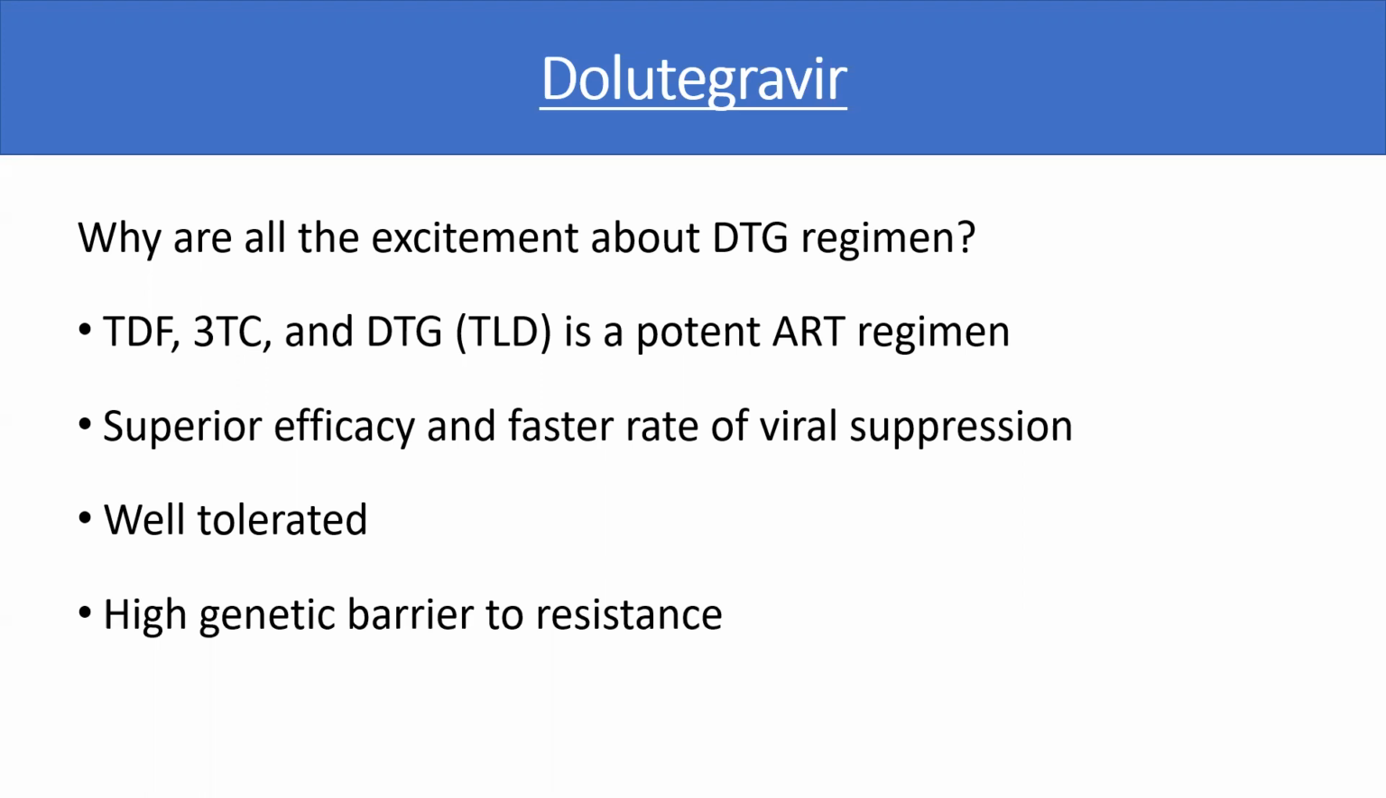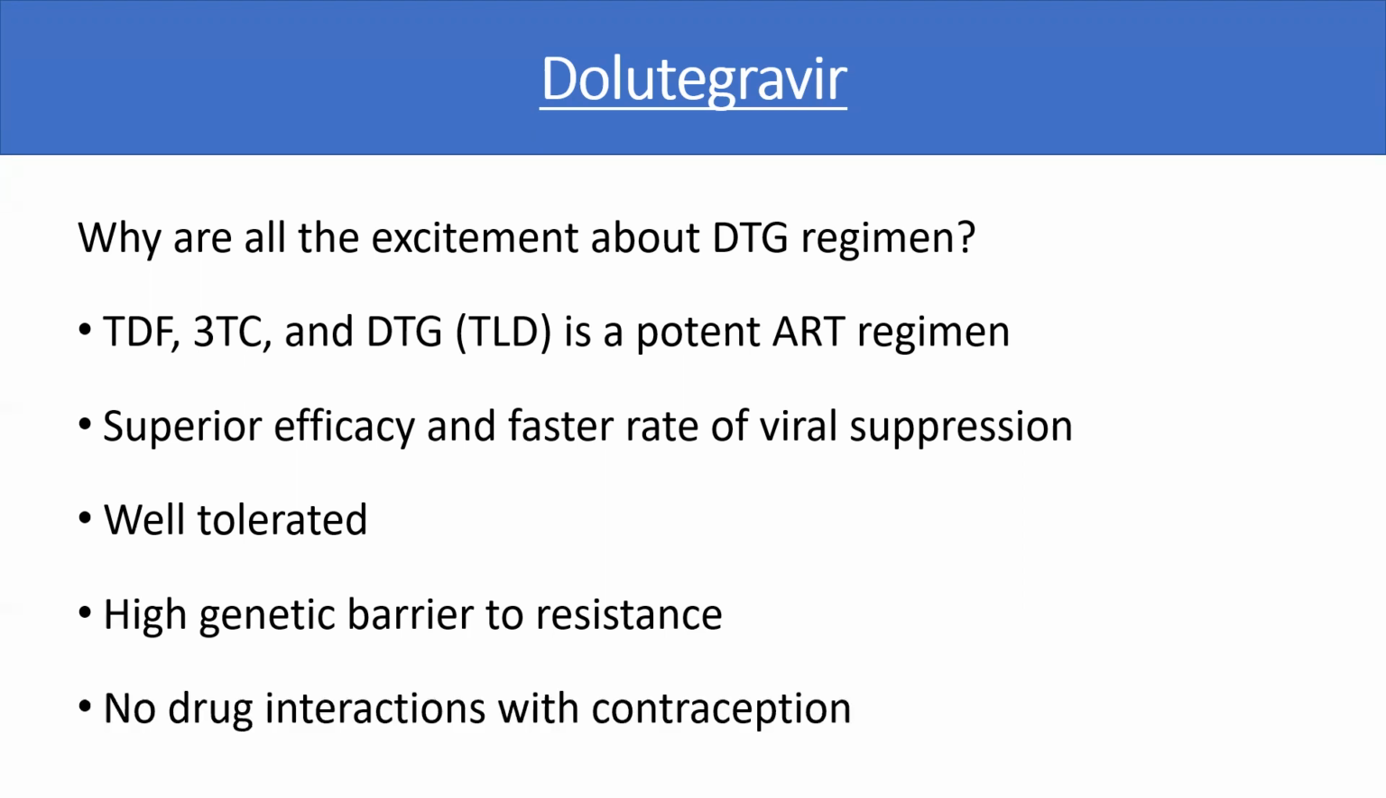And it's got a very high genetic barrier to resistance, so it takes time for it to fail. Unlike your normal equivalents, where one mutation and it's gone, dolutegravir takes a while, with multiple mutations, for it to fail. Some patients have to be on it for a duration of 2 years, even if they are not virally suppressed, for it to fail. So it's got a very high genetic barrier.